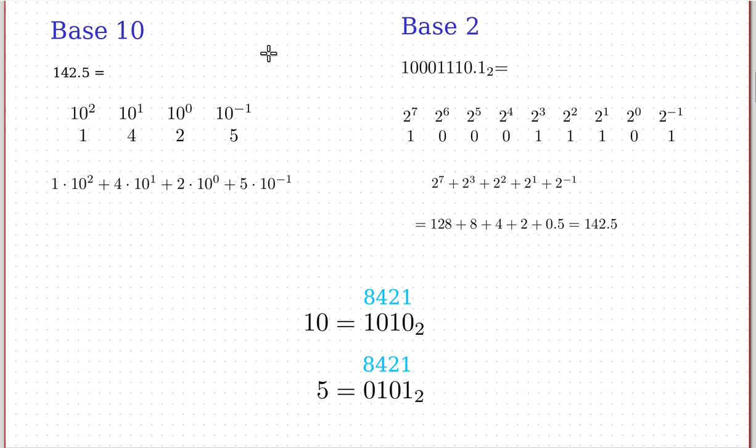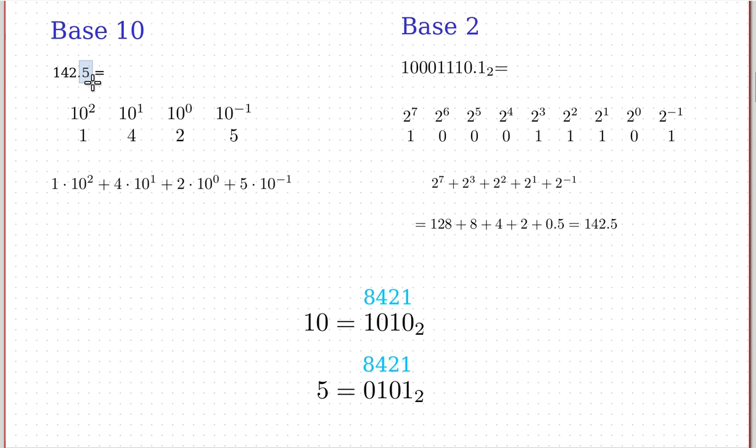So base 10, our system, consider a number like 142.5. The first digit, the 1 here, means that there's one component of 10 squared. The way it works is that the first position is the power 0, the second position is the power 1, and the third position is the power 2. So this is one copy of 10 to the second power. The 4 means that there are 4 copies of 10 to the first power, and the 2 in this position tells you that there are 2 copies of 10 to the 0 power. That's actually just 1.